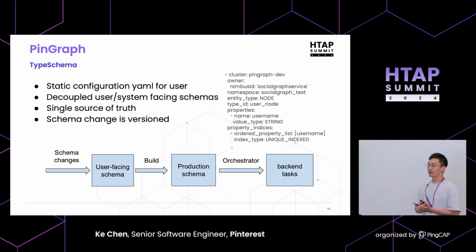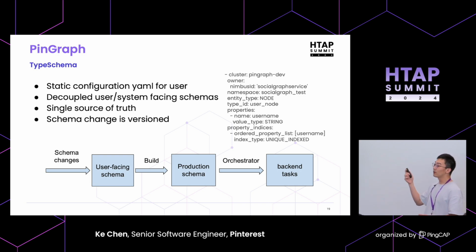So the next part is the type schema component. The type schema component is a pretty important component in the entire system. And as mentioned before, it's the source of truth of our metadata to define nodes and edges. There's a simple example on the right. It's a simple YAML file to define a user node, with information like which cluster this user node belongs to, owners, what kind of properties it has, the data types of those properties, and what kind of index we need on which properties.